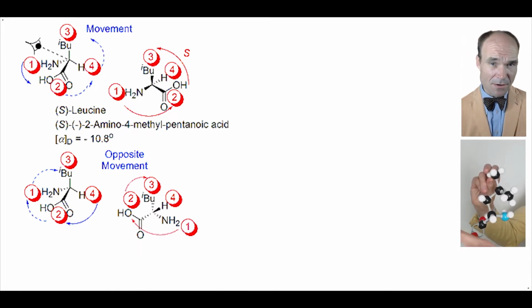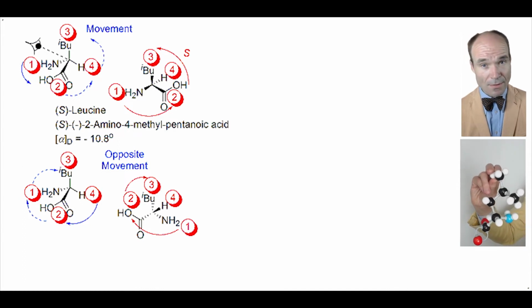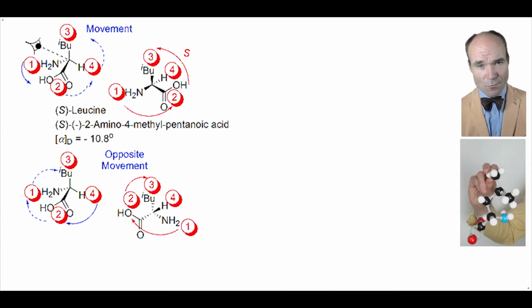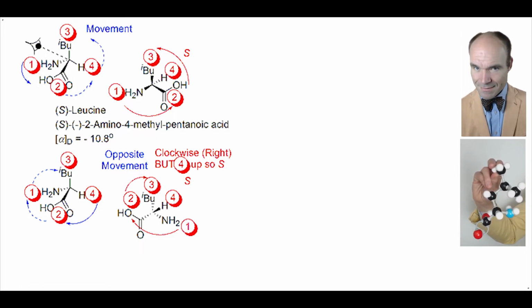So we create arrows from the highest priority through the second highest priority on to the third highest priority. We are looking at clockwise. So normally this would be R, where the lowest priority is furthest from your eye. But the lowest priority is opposite, nearest your eye. Thus, only now a clockwise rotation gives the opposite result of S.